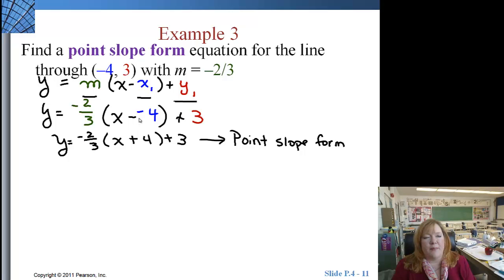I'm going to go ahead and take out the minus a -4 and make that a plus, but that's all there is to it.